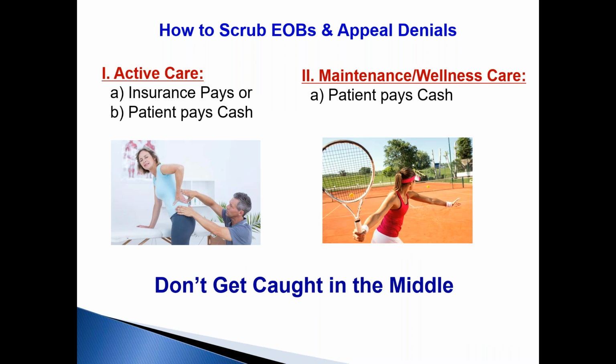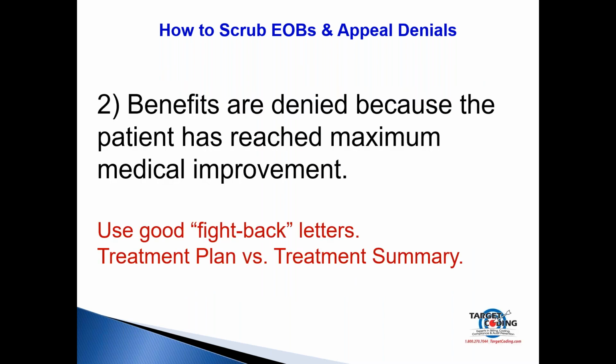If I came to your office, I could categorize every single man, woman, and child that's in your office into one of two categories. Category one, active care. I just went through that. Active care, medically necessary care. What's the deal with that? Insurance pays for that, or the patient pays cash. Or the patient is maintenance wellness. Insurance doesn't pay. Patient has to pay cash. Don't get caught in the middle. What do I mean by that? You're billing insurance, but the care is really maintenance. I'll show you examples of why that can cause havoc in an office.